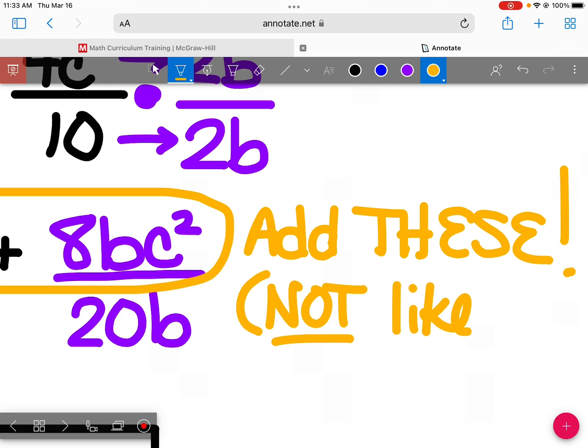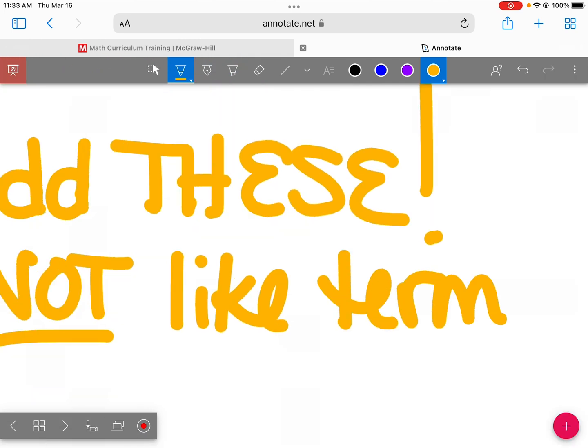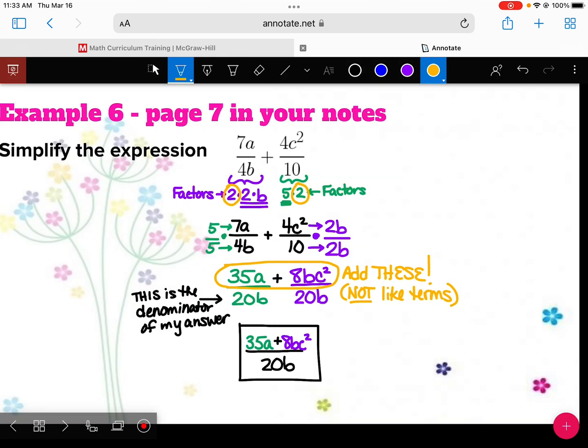How do I know if something is a like term? What do they have to have that's the same? The variables have to be the same. So they'd have to have all the same variables. In order for these two to be like terms, this one would either have to be 8a or this would have to be 35bc squared. It would have to have all the same letters and they would have to have the same exponents on them. If the letters and the exponents are not identical, they're not like terms and I can't actually combine them together.